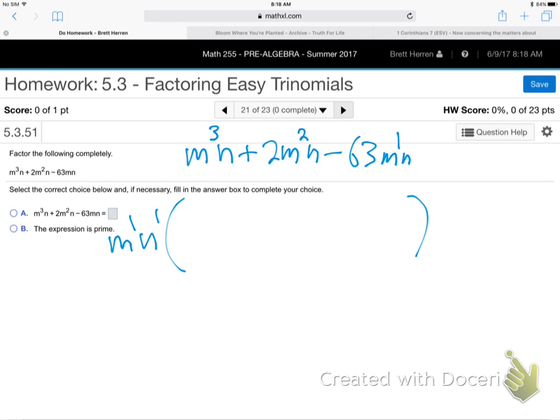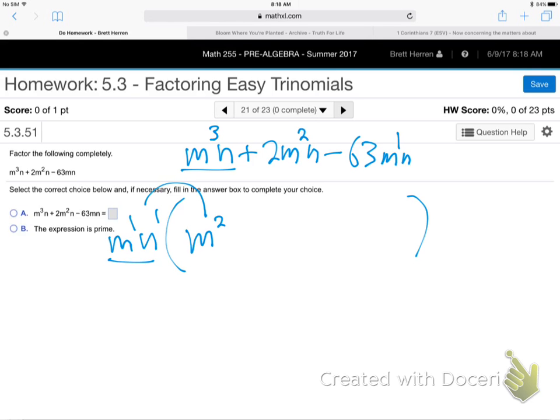Now put inside whatever works. You know what I mean? Like whatever would multiply to return. Mn times what would go back to m cubed n? M squared. Because the 2 and the 1 would add on the m, and then the n would just be there. That would go back. Keep going. And you know what we're expecting inside those parentheses.